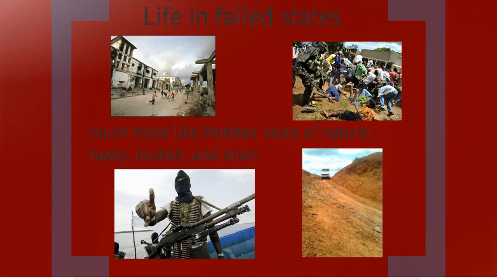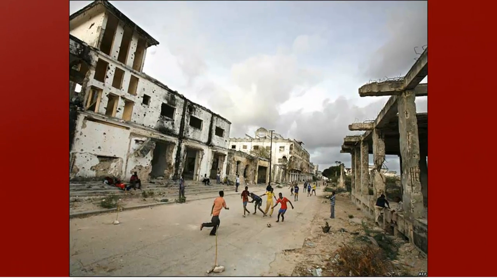You can think of life in failed states as being much closer to Hobbes' state of nature than life in the ideal type of a state. And remember, Hobbes' state of nature meant that life is nasty, brutish, and short. And unfortunately, in failed states, the state is unable to provide even the most basic services. It effectively loses its internal sovereignty.